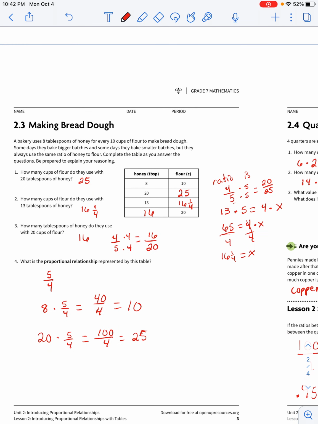Okay, and then last it says, what is the proportional relationship represented by this table? Well, it's honey to flour, but the proportional relationship is a 5 to 4, or 5/4. So we're multiplying the tablespoons of honey that we use by 5/4 to get the number of cups of flour that we need to make this bread. Okay, and then I just did a couple here. 8 times 5/4 is 40/4, which equals 10. 20 times 5/4, 20 times 5 is 100, divided by 4 gives us 25. And that's what you'll see here in these two examples.